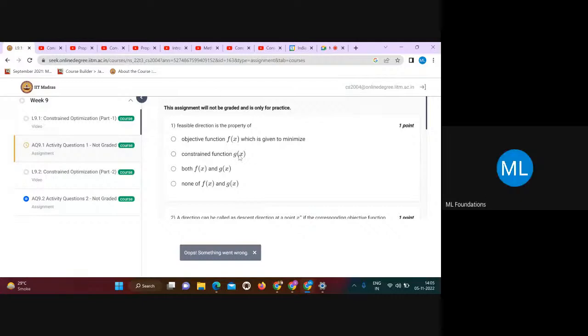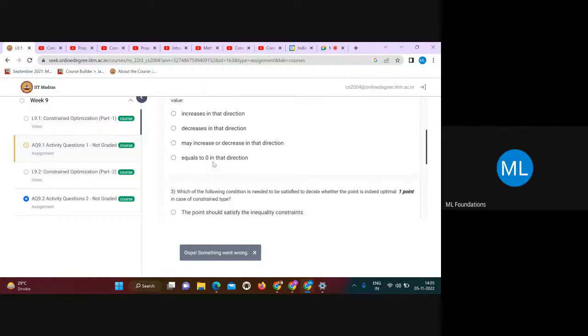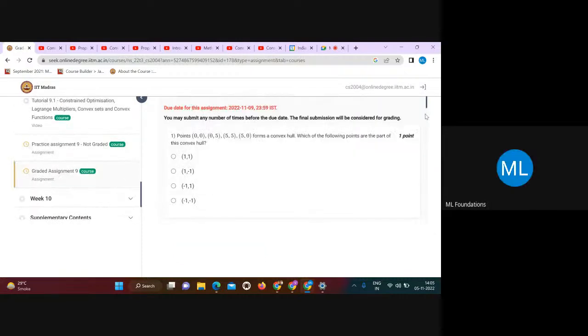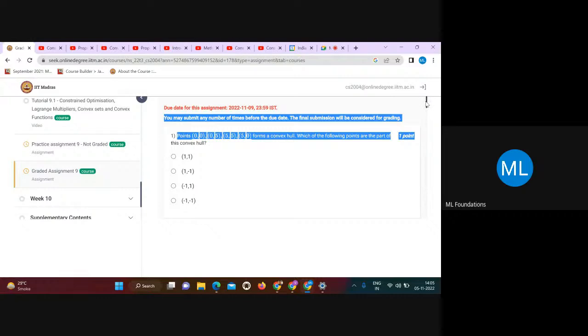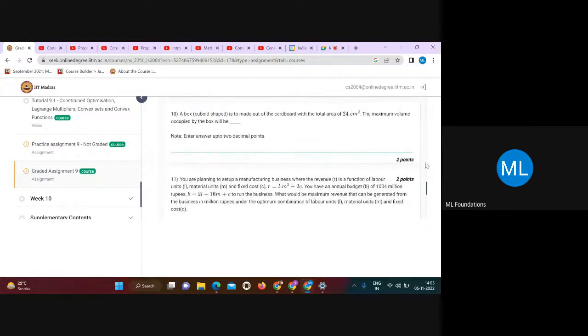Nine. No, I just need a clarification. It says a box cuboid shape is made out of the cardboard. This means it's not an open box; it's a closed box. Yeah, it's a closed box. Where is that? Let me check this. Question number 10. Okay, graded assignment question number 10. So it's a closed one.